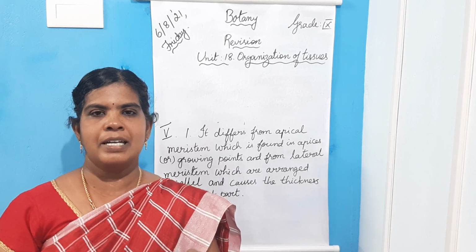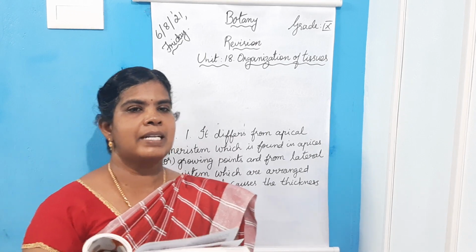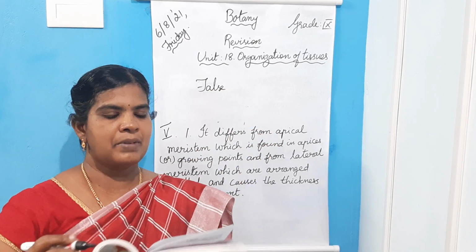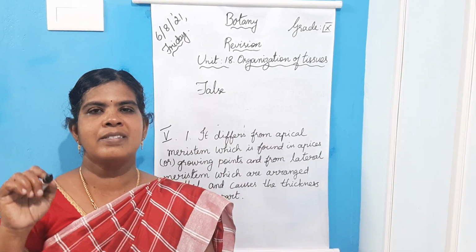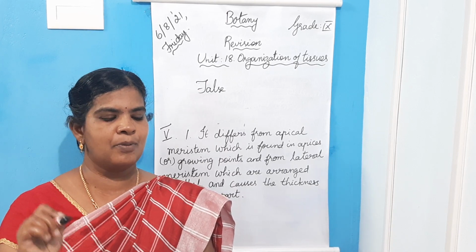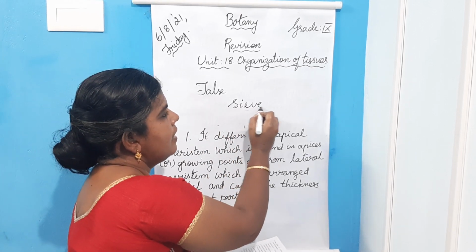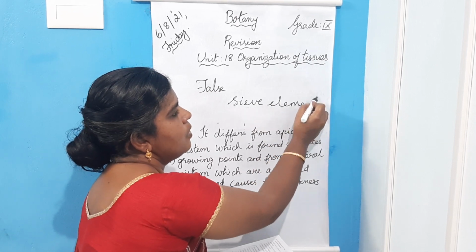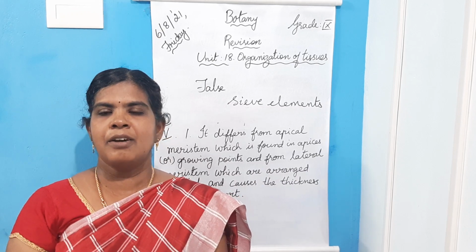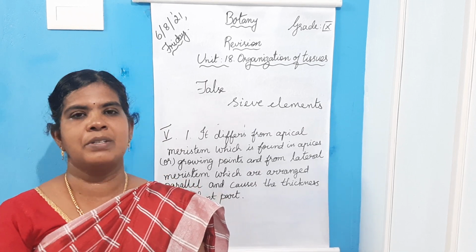Fourth statement, phloem is made up of tracheids. That is false. So, if false, you have to write down the correct statement. What is the correct statement? Phloem is made up of sieve elements. So, you have to underline the term tracheids, and instead of tracheids, you write sieve elements.